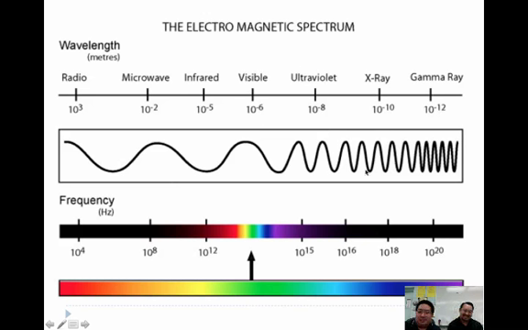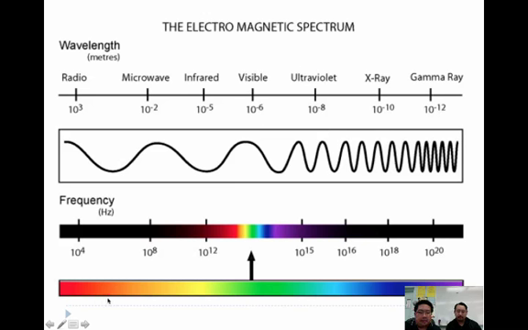One other thing to notice is how the wavelength in meters is decreasing, but see how the number of wave cycles, or frequency, is increasing as we go from left to right? So that's something to keep in mind as well.